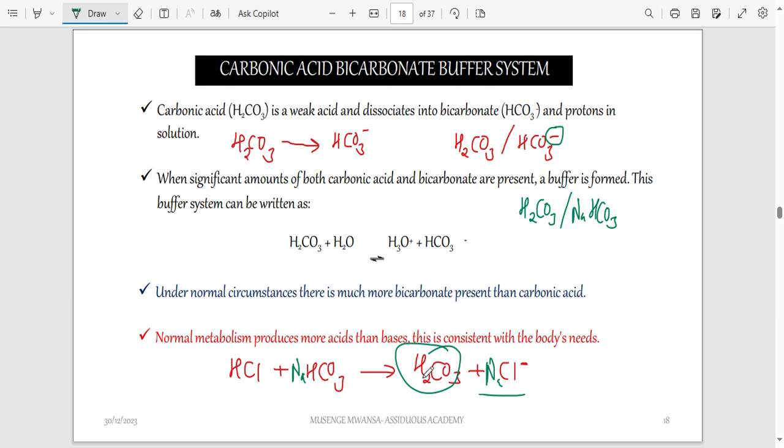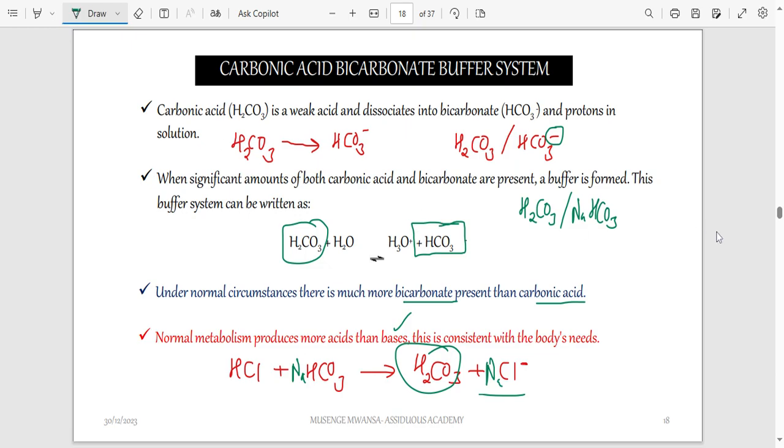Okay, and actually in our bodies, normal metabolism produces a lot of bases in the body. That is why we need to have a lot of the acid. Okay, so under normal circumstances there's supposed to be more bicarbonate present than carbonic acid. Why? The bicarbonate is this one and it's the base. That is because normally the body is producing a lot of base.